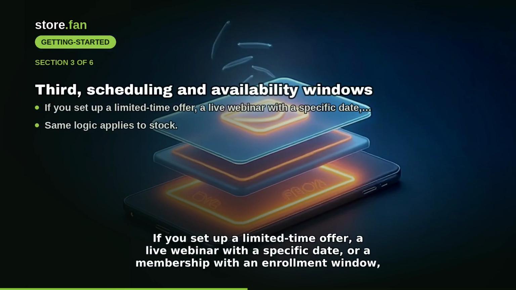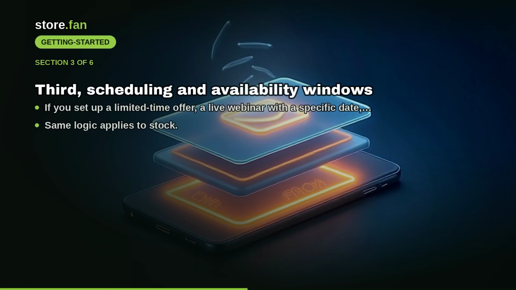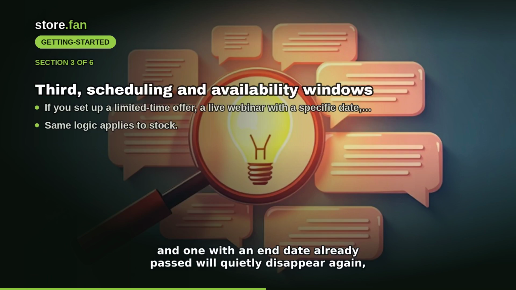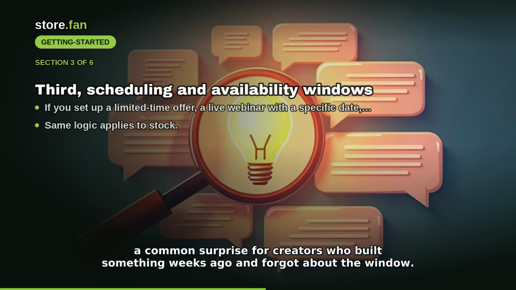If you set up a limited time offer, a live webinar with a specific date, or a membership with an enrollment window, there's a good chance you set a start or end date. A product scheduled to go live tomorrow won't show today, and one with an end date already passed will quietly disappear again. A common surprise for creators who built something weeks ago and forgot about the window.